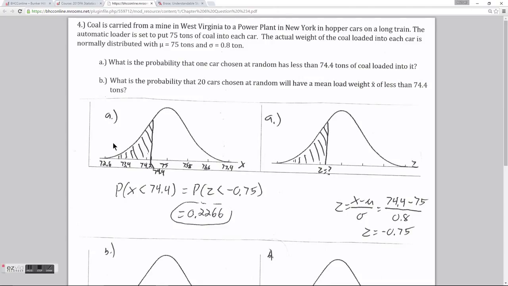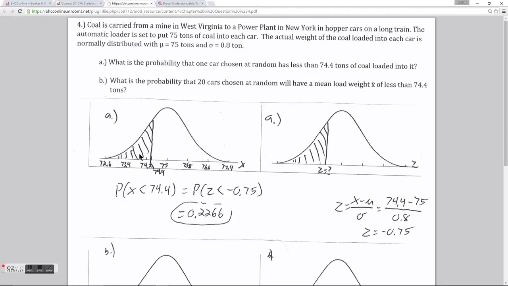The first one in part A is something that we've done before. We're asked to find the probability that one car chosen at random ends up being loaded with less than 74.4 tons of coal in it. Well, finding this probability is just like we have done in the past few examples. If we consider that the weight of the cars is normally distributed with a mean of 75 and a standard deviation of 0.8, we're looking for the probability that a car will be less than 74.4 tons of coal in it.